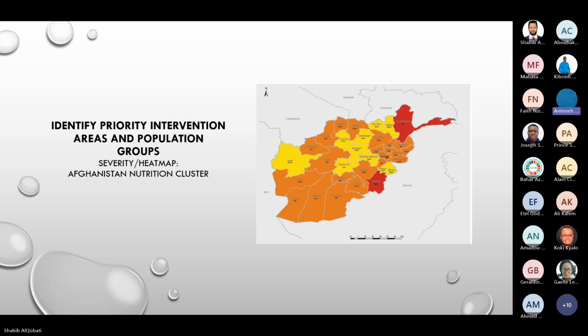At the same time, we do the same exercise of prioritization, defining the scope of response at the sectoral level. You usually use heat maps, severity analysis maps. Of course, we look at also the PIN. We look at also response capacity, and other feasibility related analysis also comes in here. And based on this analysis, you identify your priority intervention areas and population groups. Next.